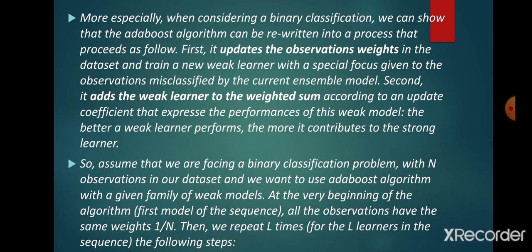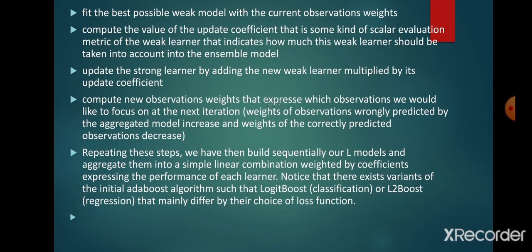So, assume that we are facing a binary classification problem with n observations in our data set, and we want to use the AdaBoost algorithm with a given family of weak models. At the very beginning of the algorithm, all the observations have the same weights, 1 by n. Then we repeat L times, for the L learners in the sequence, the following steps. First, fit the best possible weak model with the current observation weights.